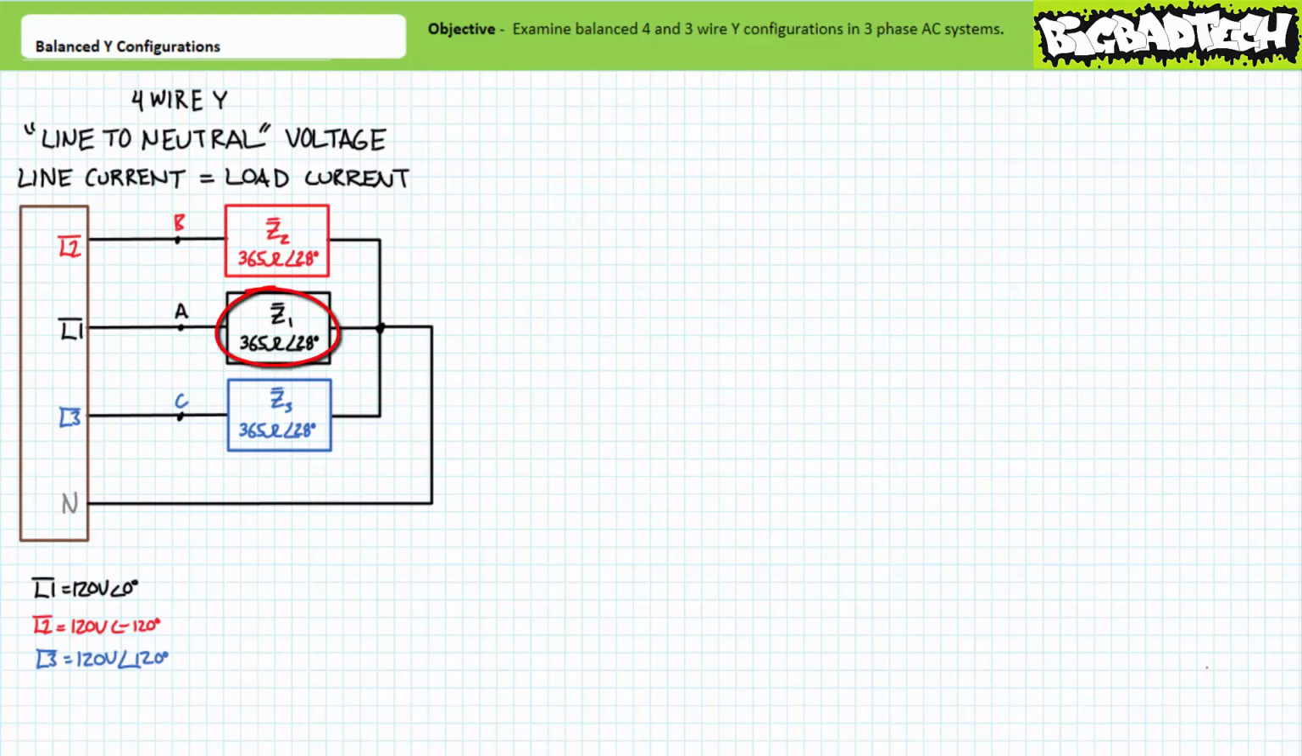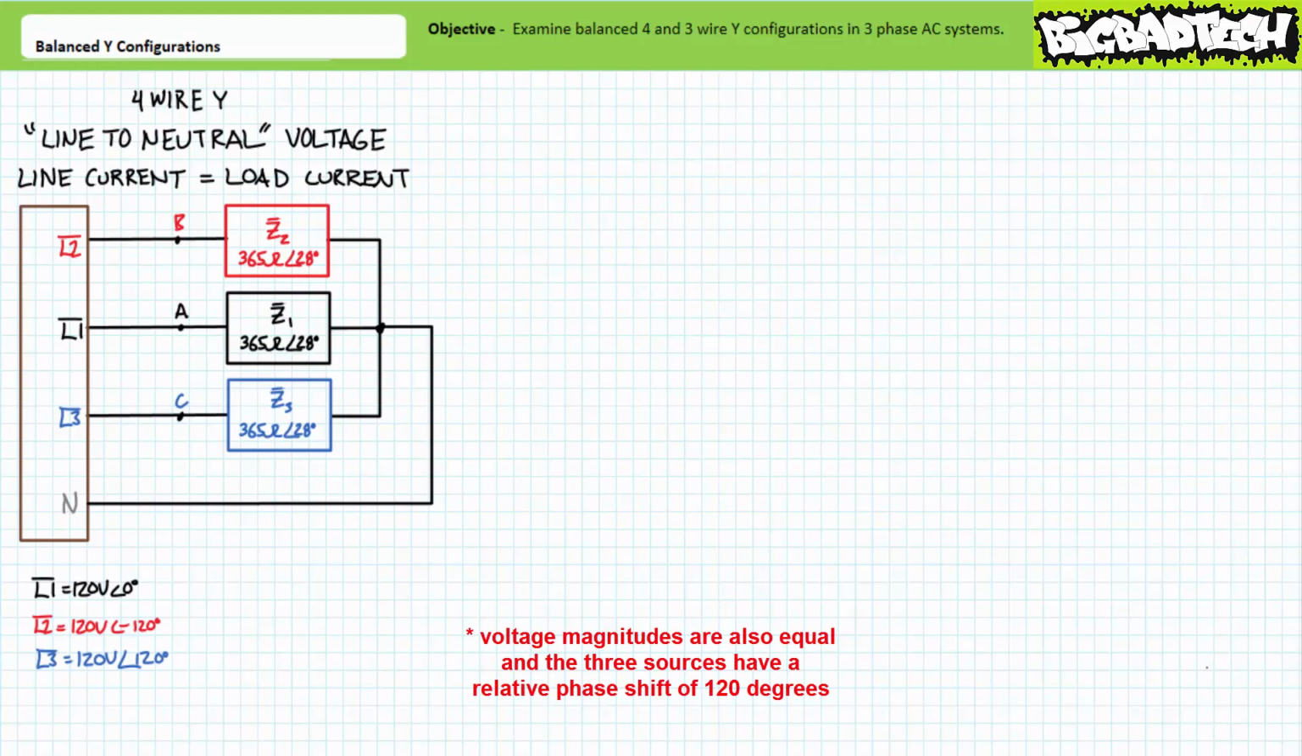Load impedance Z1 between node A and node N has a magnitude of 365 ohms at an angle of 28 degrees. Similarly, load impedance Z2 between node B and node N also has a magnitude of 365 ohms at an angle of 28 degrees. Finally, load impedance Z3 between node C and node N also has a magnitude of 365 ohms at an angle of 28 degrees. This is the definition of a balanced load. All impedances constituting the Y configuration have not only the same magnitude, but also the same angle. Z1 equals Z2 equals Z3.